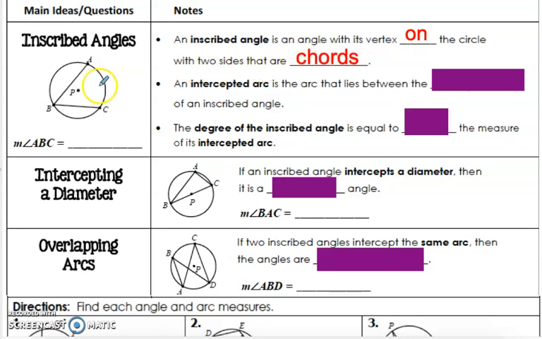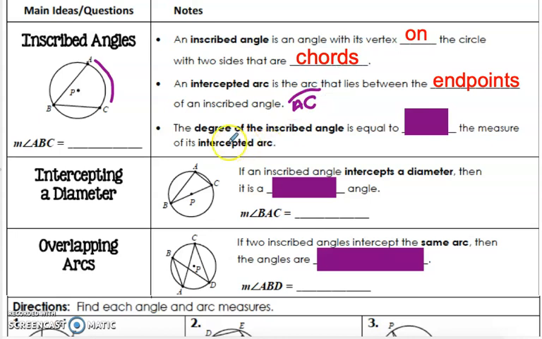Looking at this example, here is my vertex on the circle, here is chord AB, and here is chord BC. So that would be an inscribed angle. The intercepted arc is the arc that lies between the endpoints. So the intercepted arc would be from A to C. It's the arc that the angle opens up to, from A to C.